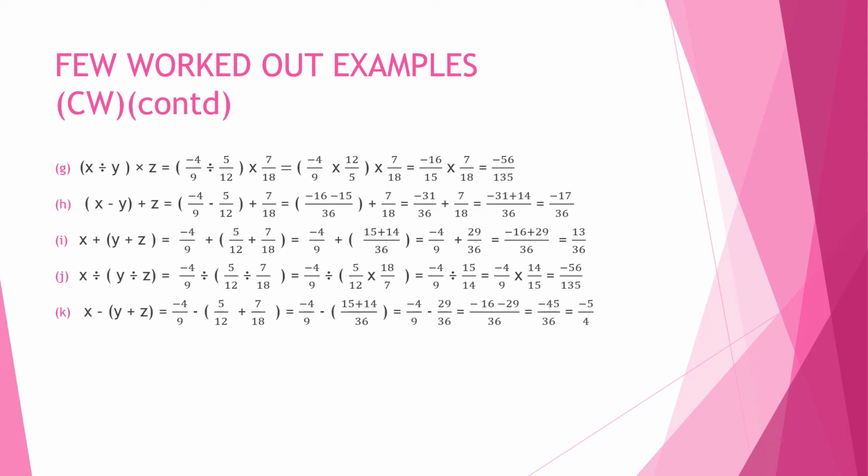Part H is x minus y to be done first. With the result, we are going to add z. The result within the brackets is simple subtraction and it is minus 31 by 36. With that, we have added 7 by 18 and the final answer is minus 17 by 36.